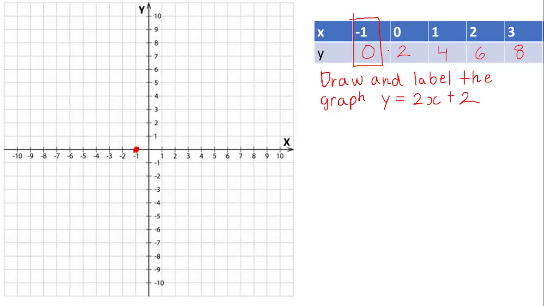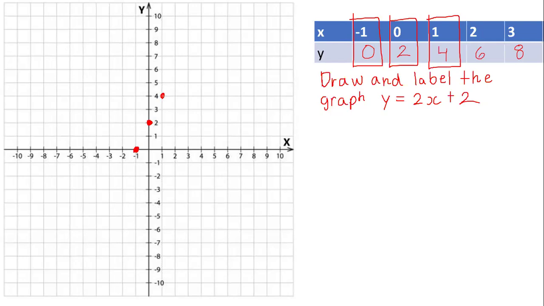I have that. Then we have 0, 2, which means I got it as well. 0, 2, right here. Okay, this is 0, 2. Then we have 1, 4. So it's gonna be 1, 4. That's gonna be right there.